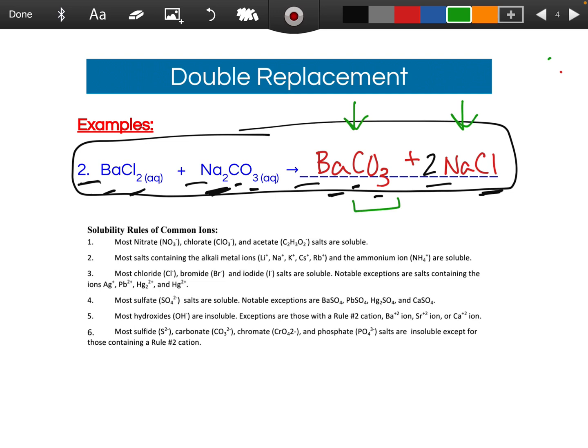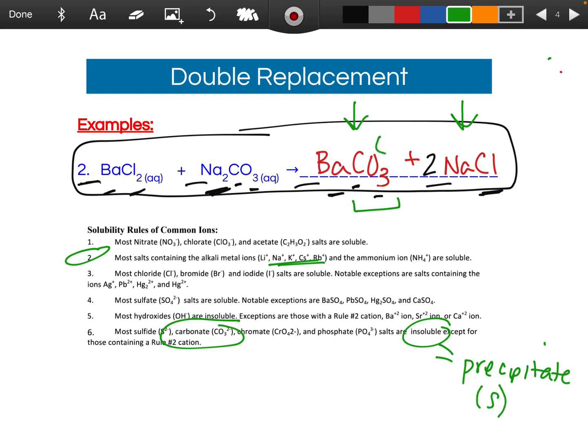So in your rules down here, the solubility rules, you are going to find carbonates, which is down here on rule number 6. Rule number 6 says sulfides, carbonates, chromates, and phosphates are insoluble except if they have a group 1 metal. So if they have any of these, then they would be soluble, but otherwise they're going to be insoluble. Insoluble means that that is your precipitate, which is your solid, which is labeled with an S. So I'm going to put an S after it because that is insoluble.